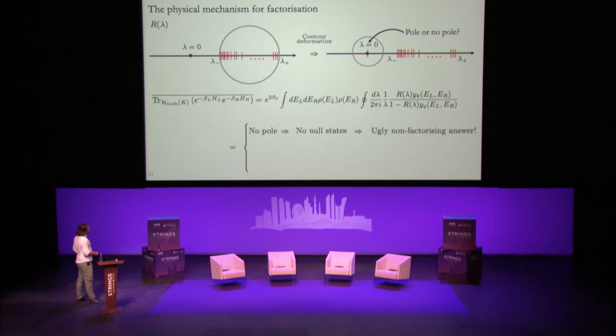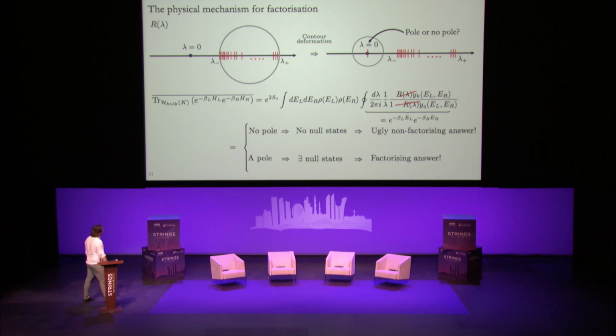So there are 2 options. If R has no pole, this implies that there are no null states. And here you can just compute this integral exactly, and you get an ugly non-factorizing answer. You just get that this R of lambda is replaced by an R0, and the overall answer just depends on beta left and beta right in a very complicated way.